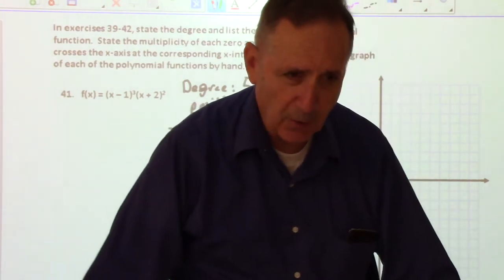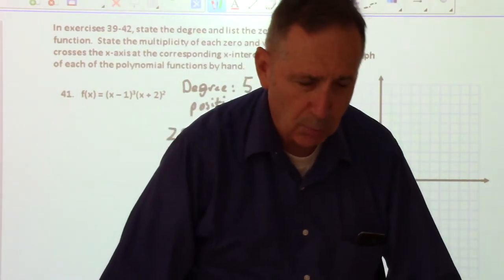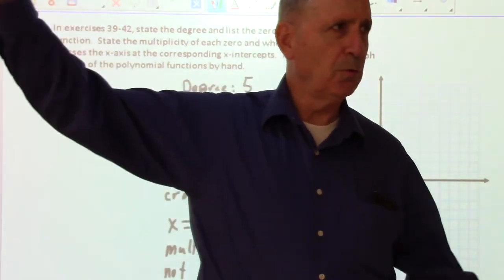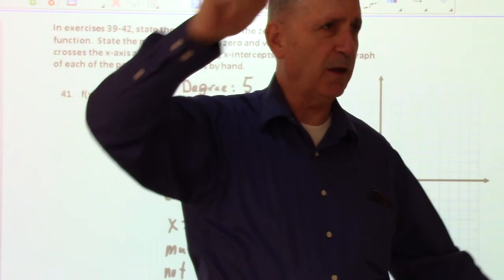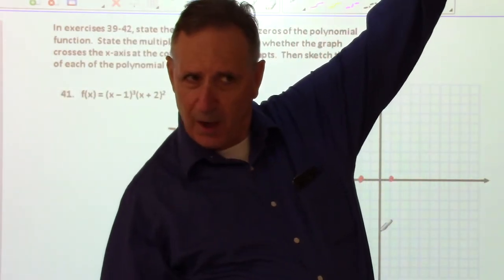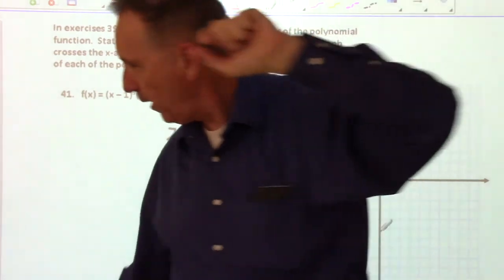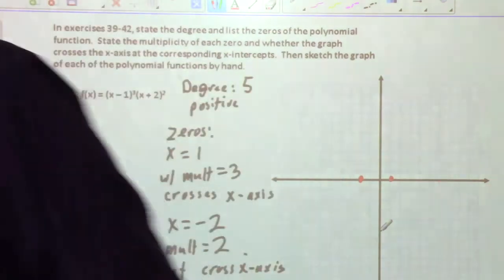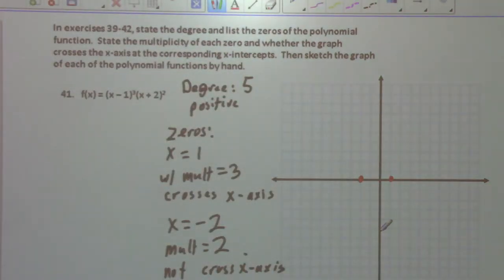Option 4 is like this, start low, end low. Option 1, you say 1. Everybody see that? Start low, end high. Start low, end high. You see that? Odd, positive. Odd, positive. So let's go ahead and do that. We know we're going to start down here and we're going to end up here someplace.